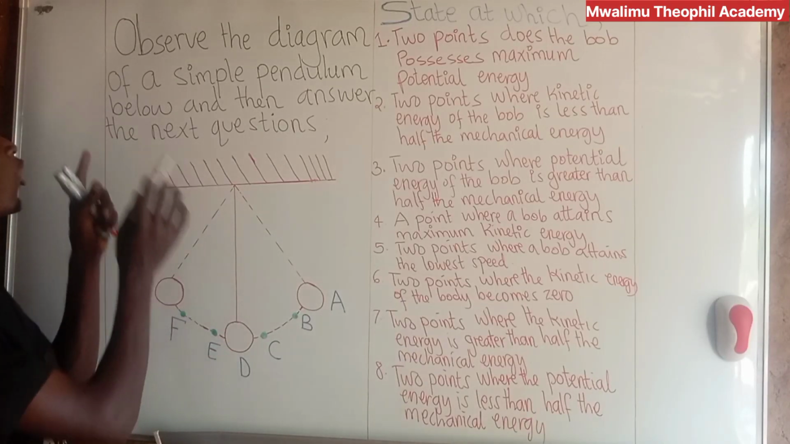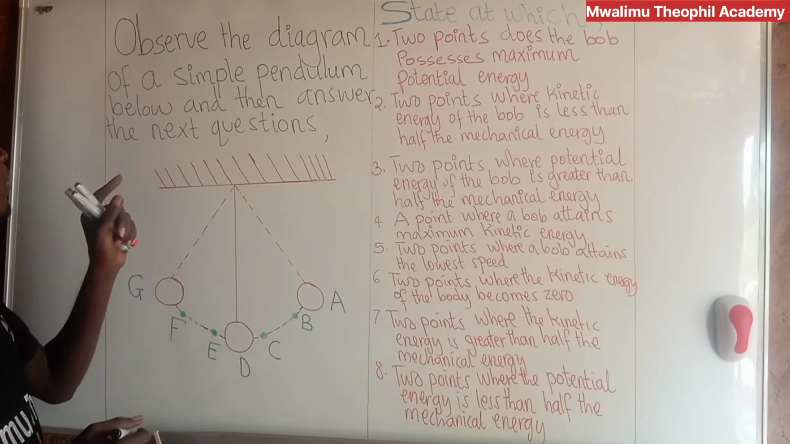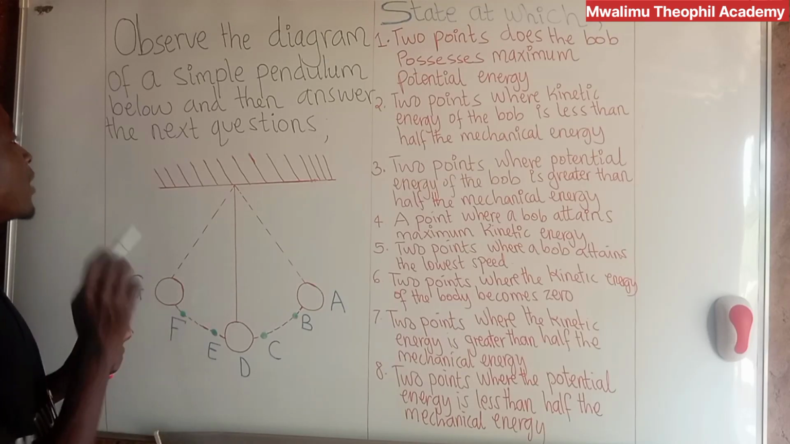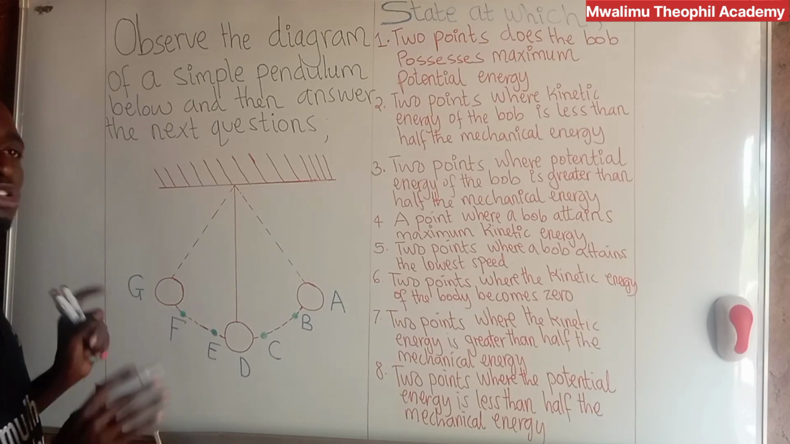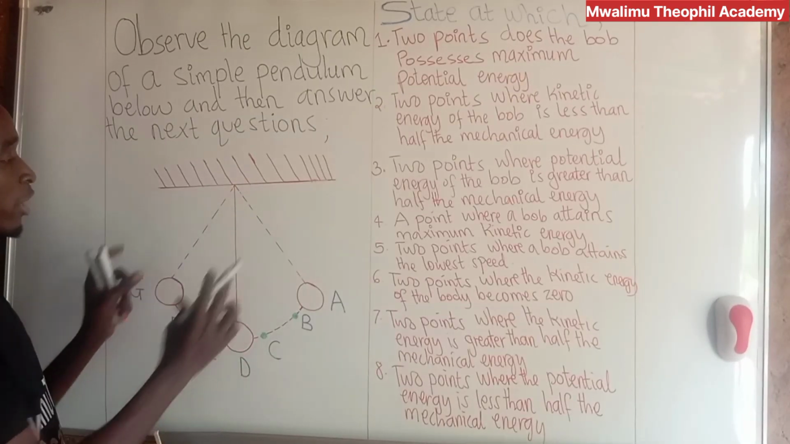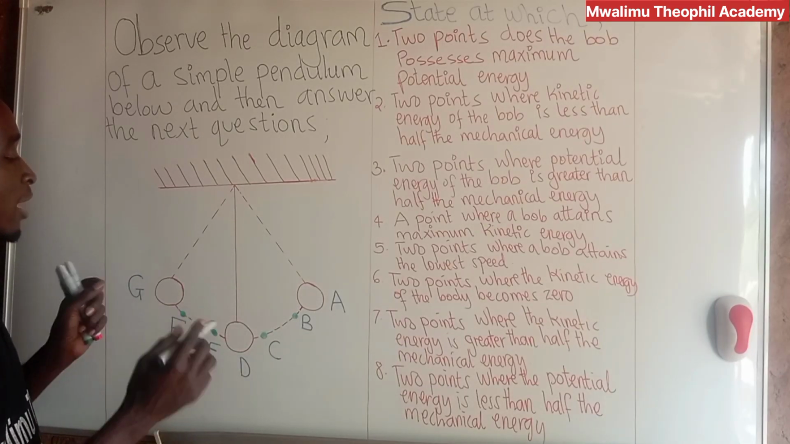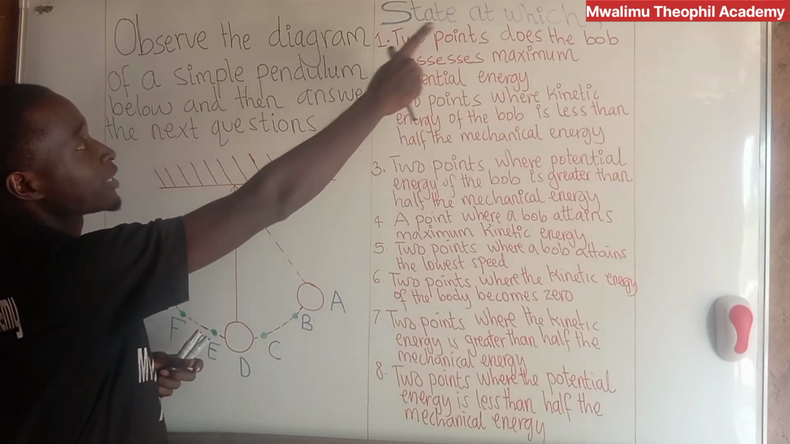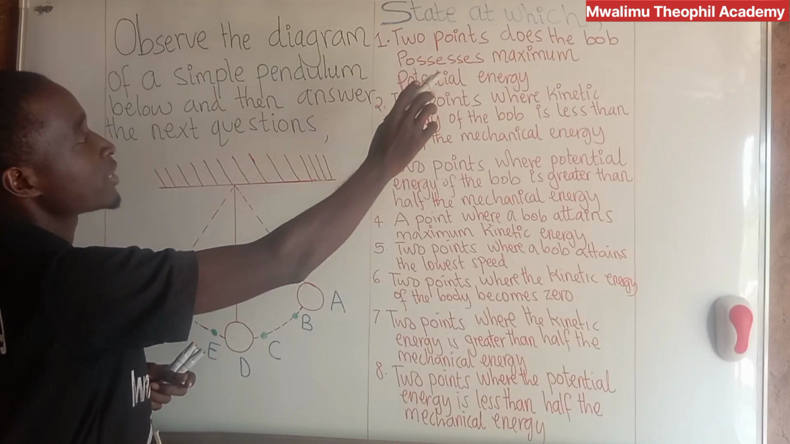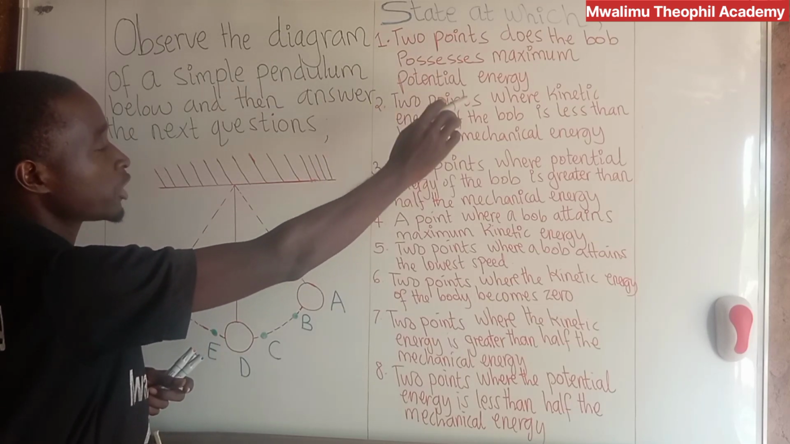Instructed to observe the diagram of a simple pendulum below and then answer the next questions. So the setup is this one. Now let's see the questions. State at which 2 points does the bulb possess maximum potential energy.